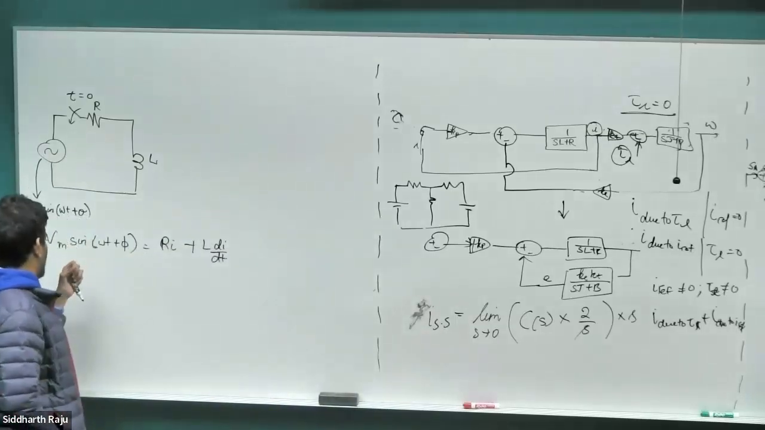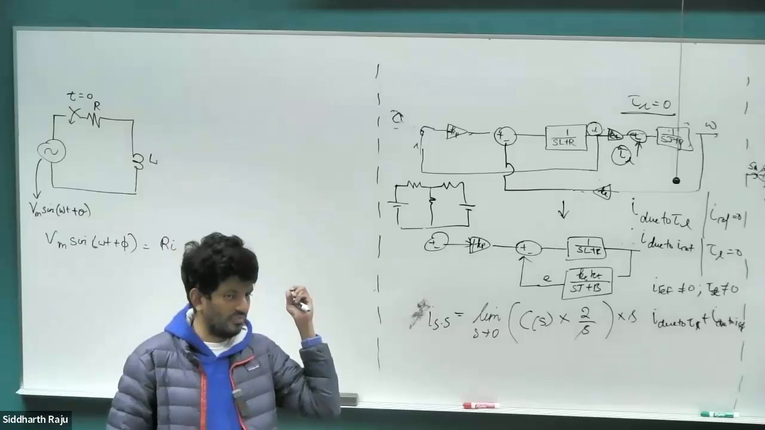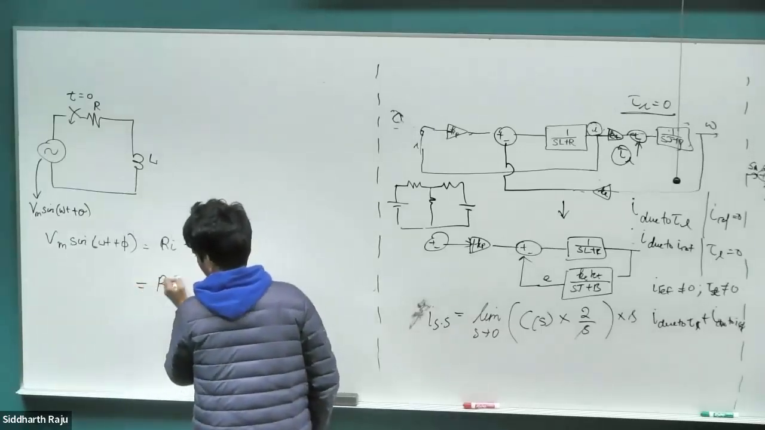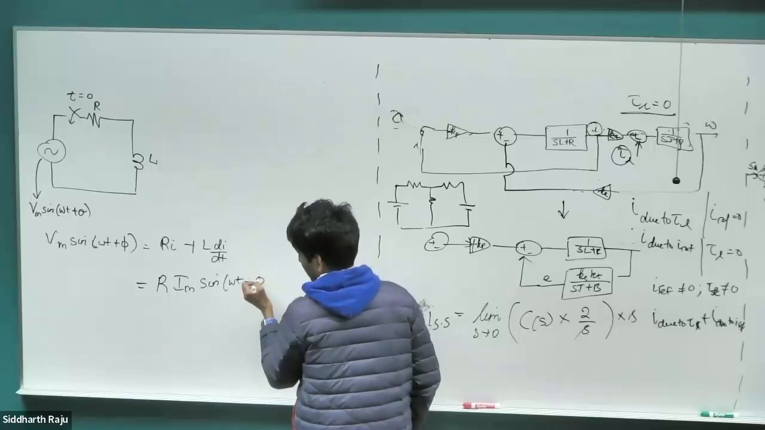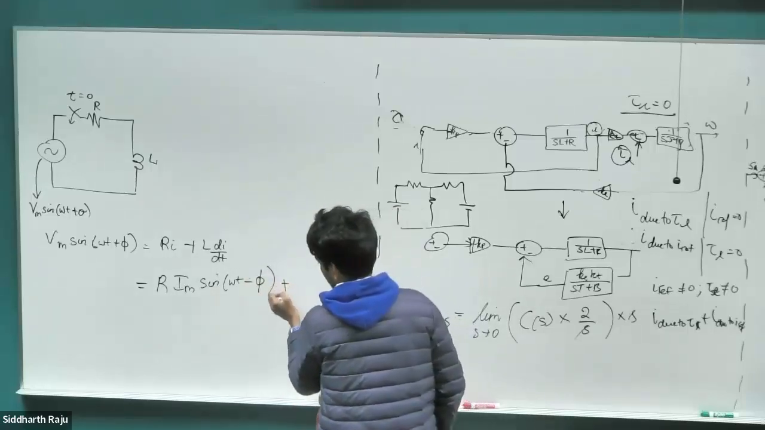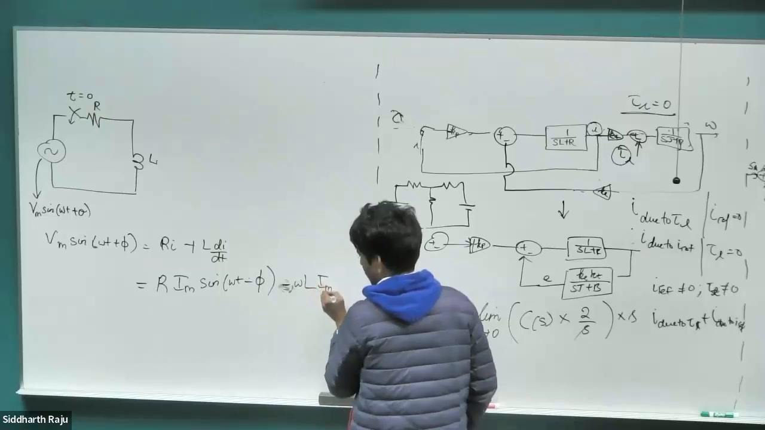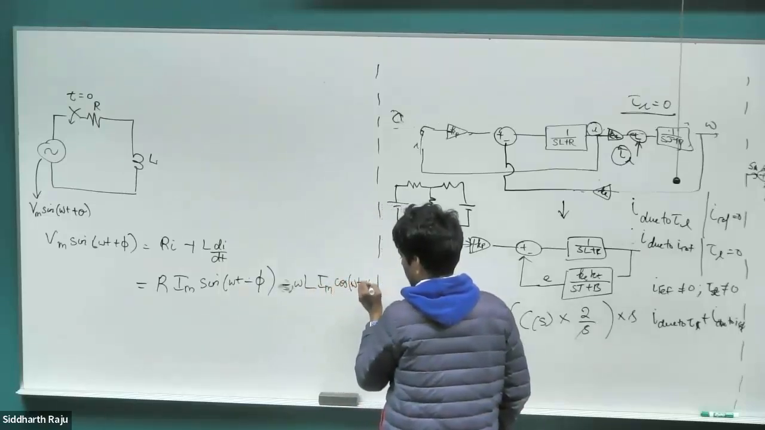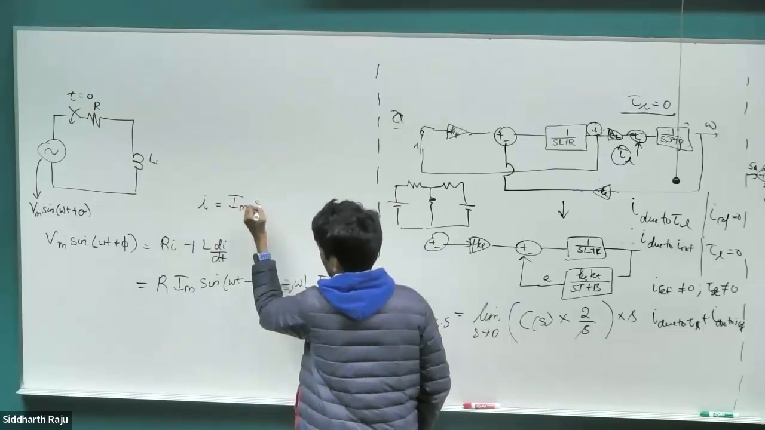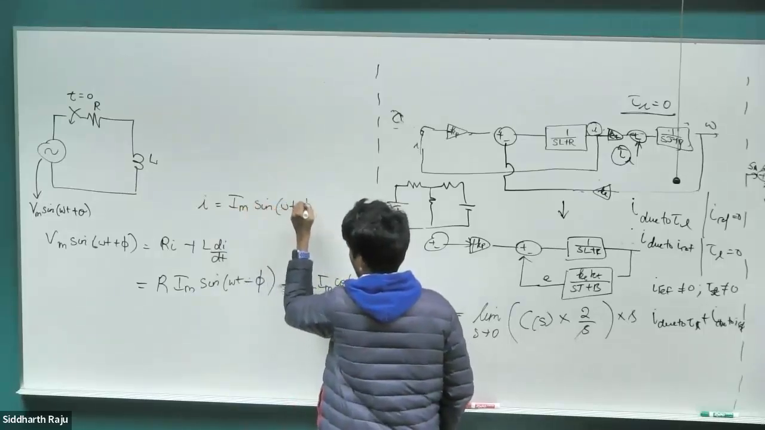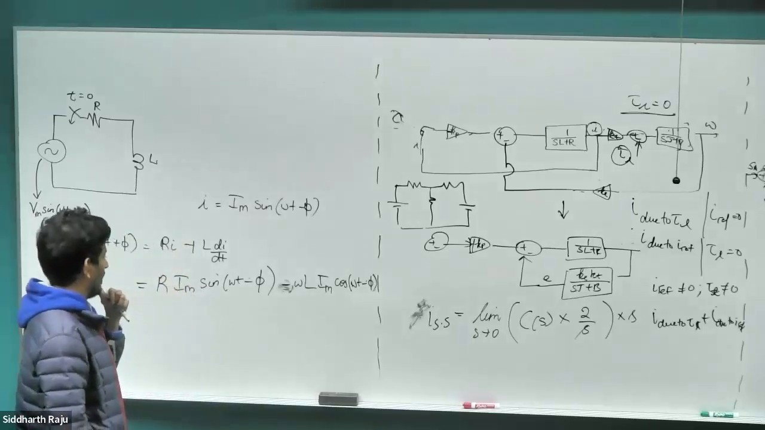So let's start off with the steady state then. What will be the current characteristic? Just the same sinusoid with some phase shift. Okay, so we'll end up with R Im sine omega t lagging by some angle phi, right? It's an inductive network, plus L omega Im cos omega t minus phi, because I'm assuming the current at steady state is of the form sine omega t minus phi. So if I differentiate, that's just going to be cos omega t minus phi, and omega comes out from d omega t by dt, right?